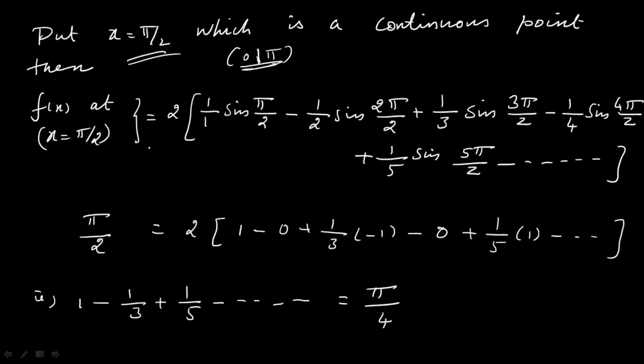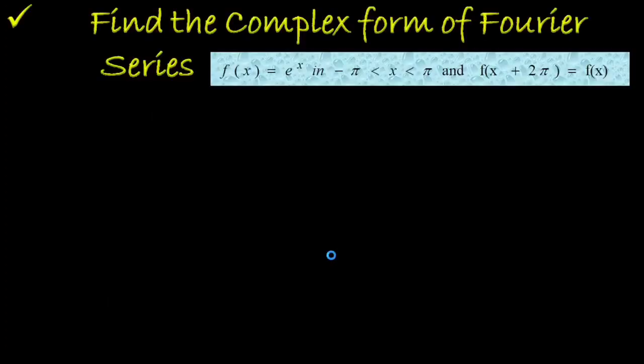So f of x at pi by 2 is equal to 2 times the expansion here. Sin pi by 2 value is 1. This is sin pi, sin pi value 0. Sin 3 pi by 2 value, that is minus 1. Sin 4 pi by 2 is nothing but 0. Sin 5 pi by 2 is nothing but plus 1. Okay, that's all. Simplifying this, you get the series.